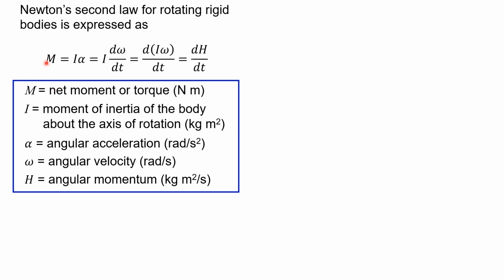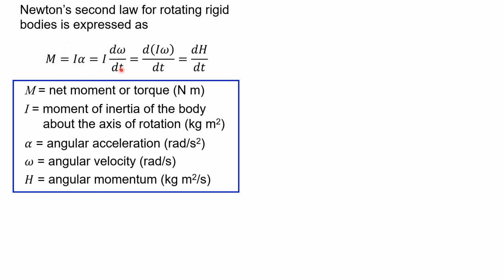So instead of F, we have M. M is the net moment, or we call it torque. Torque is the turning effect of force, I is the moment of inertia, and alpha is the angular acceleration. So practically the components are similar to the linear case, but in rotational form we have different abbreviations.